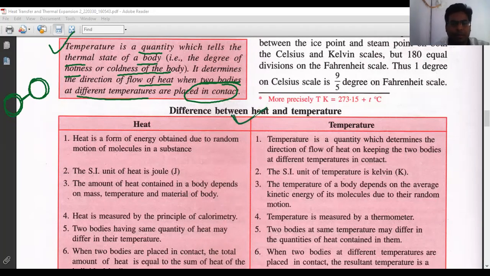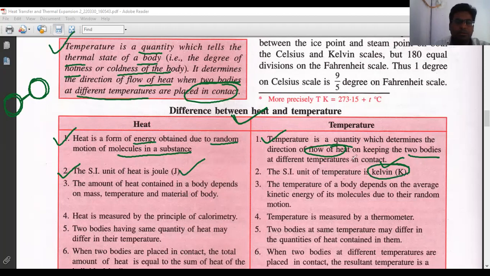This is a very important topic. As we know, heat is a form of energy obtained due to the random motion of the molecules in a substance. And temperature is the quantity which determines the flow of heat on keeping two bodies at different temperatures in contact. Right, this is the first difference. The next difference is that the SI unit of heat is Joule and the SI unit of temperature is Kelvin.